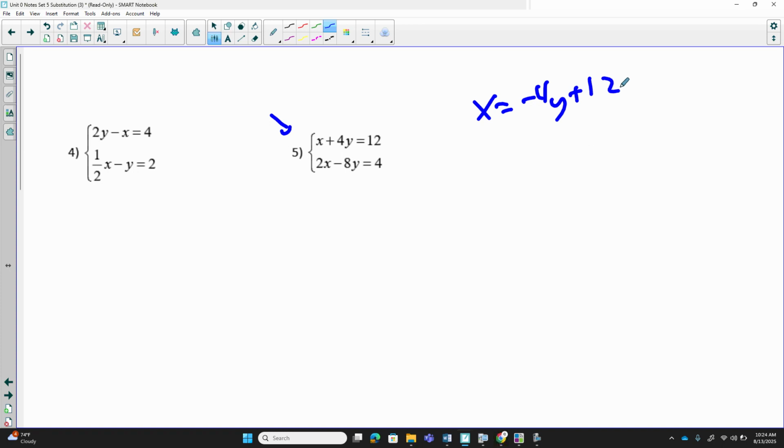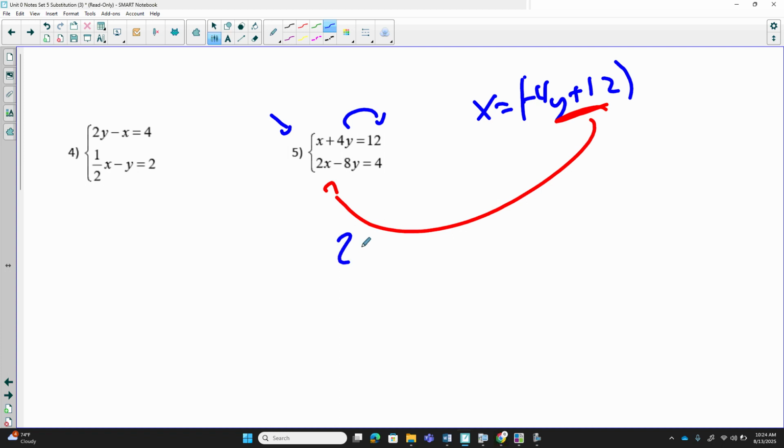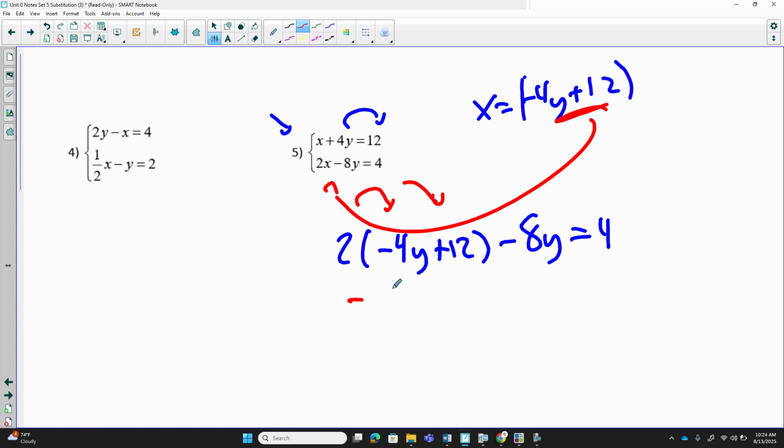All right, so she solved for x, so she can actually solve for y. That's what she's saying. Then you're going to take this right here and plug it into that x. So she rewrote this as 2 times minus 4y plus 12 minus 8y equals 4. Then distribute this one here and here. So negative 8y plus 24.